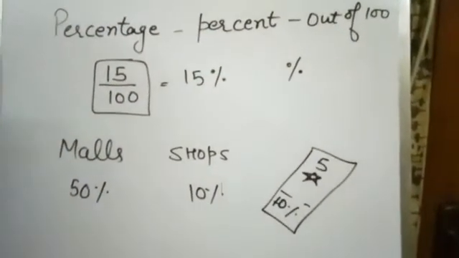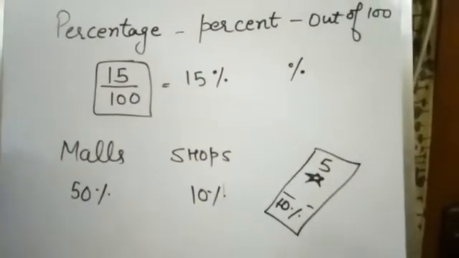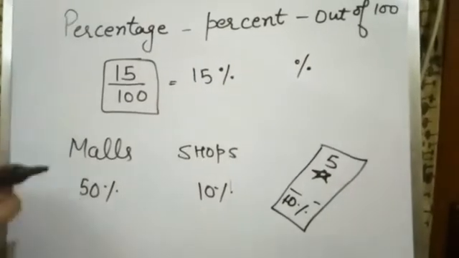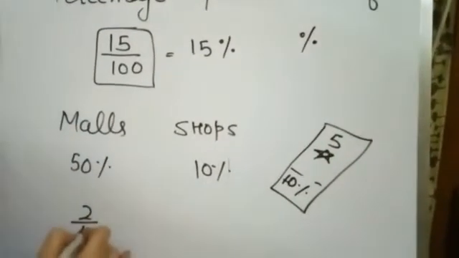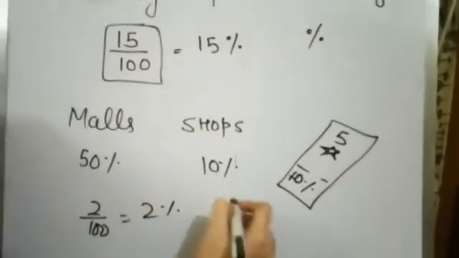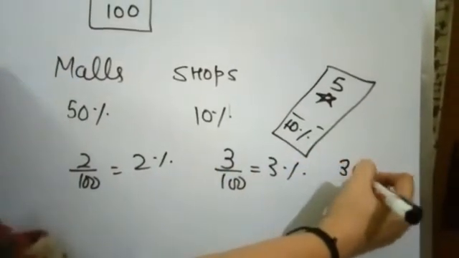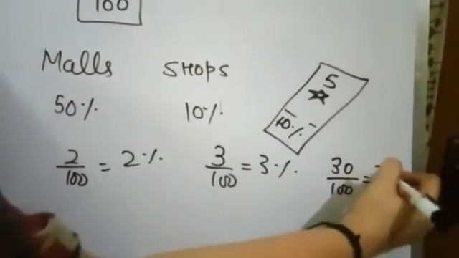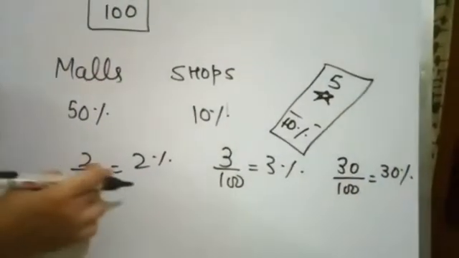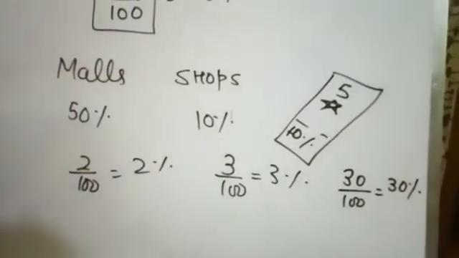It is easy to work out the percentage when there are 100 individual things making up a whole. Like 2 by 100, you simply say 2%. 3 by 100, 3%. 30 by 100, 30%. It is very easy to convert into percent when the whole is made up of 100 things.